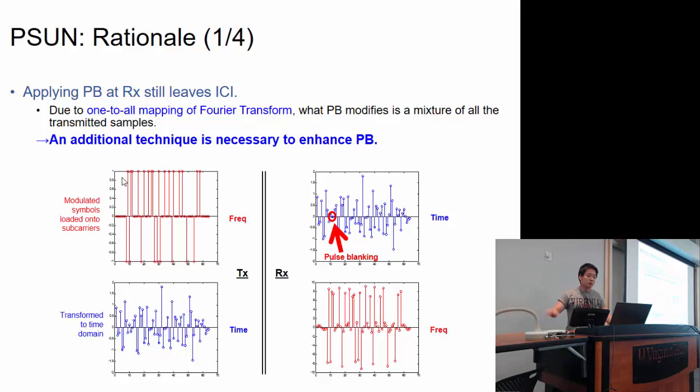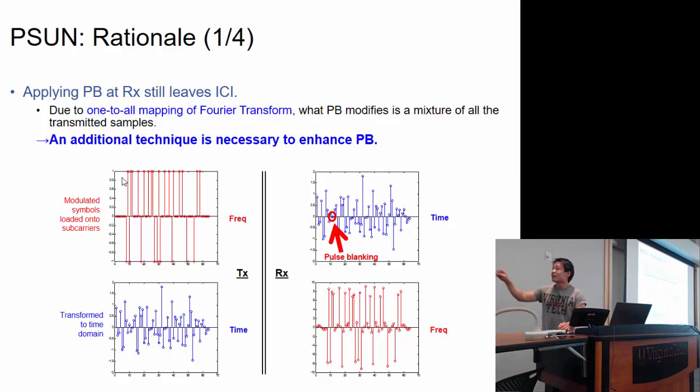That's the thing, because I skipped the FFT definition formula, because FFT is a one-to-all mapping. So every single time domain sample contributes to every single frequency domain sample when you Fourier transform it. So that is the thing. So that's how ICI is introduced even after pulse blanking.